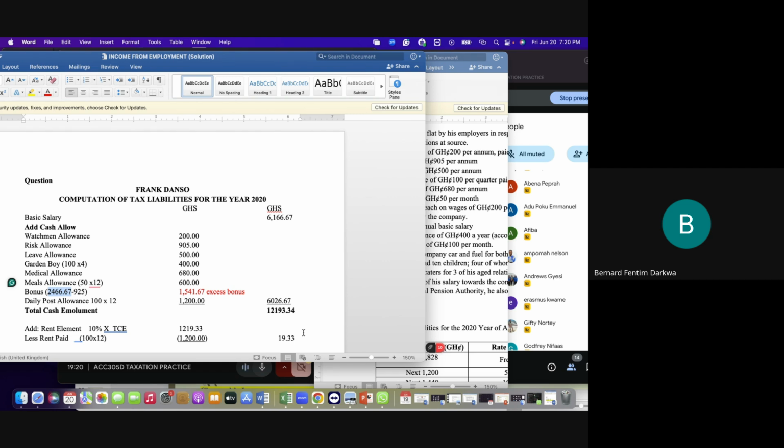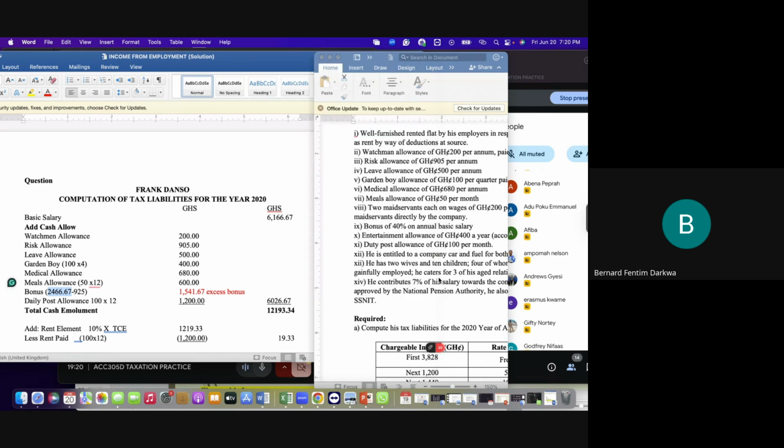Now, as for overtime, we have brought the overtime, but overtime will not come in here, because after that, excess overtime is also charged. You add it to the person's income. So overtime treatment is different from bonus. For bonus, the excess is added to the person's income and taxed. For overtime, the excess we tax is at 10%. That's all. So you see that all the cash allowances are there.